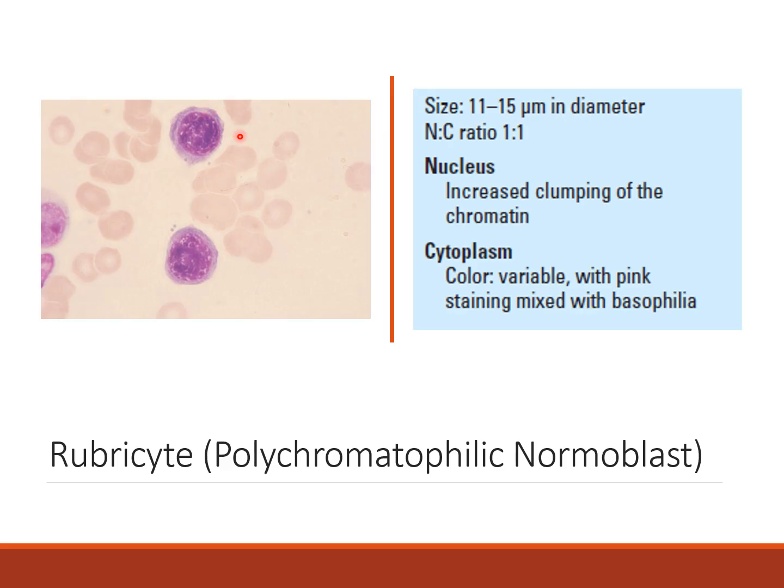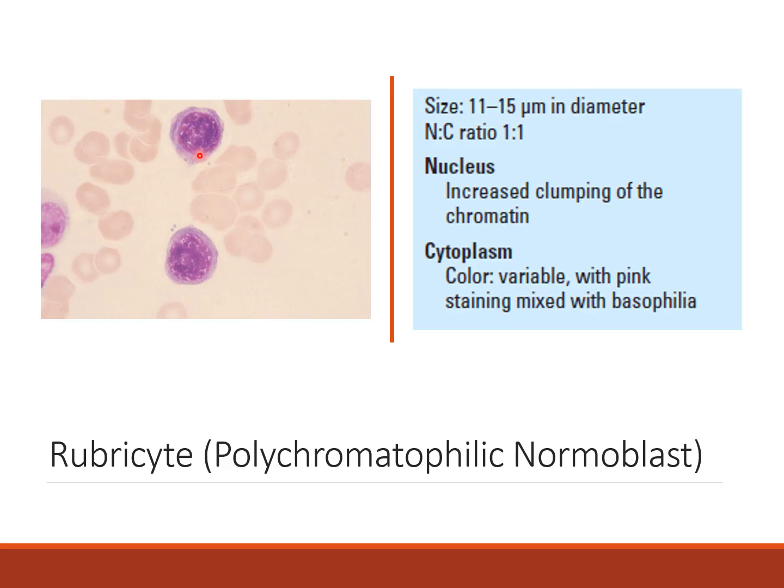Okay, so again, we are shrinking in size. We're looking now at a polychromatophilic normoblast, also known as a rubrocyte. The size is going to be a little bit smaller at 11 to 15 micrometers in diameter. And we're going to have a nuclear to cytoplasmic ratio of 1:1. So the nucleus is here, but you're going to have a little bit more cytoplasm. So you're going to have pretty equal parts cytoplasm to nuclear material.